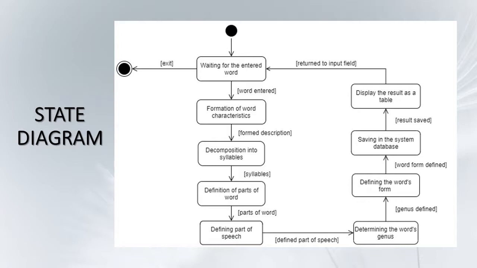After dividing words into syllables and their parts, the system gradually passes into such states as defining the part of speech, determining the word's genus, and defining the word's form. It is the end of morphological analysis, so then the system goes to the state of saving everything in the database and displaying the result as a table. But this is not the end of the program. Then it goes back to the state waiting for the entered word. If the user closes the program, then the program ends.